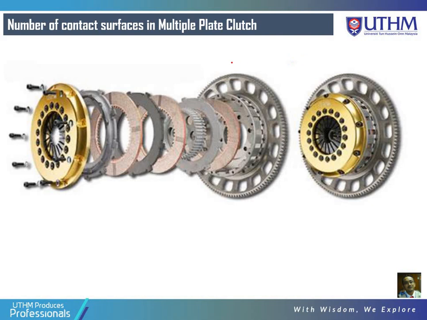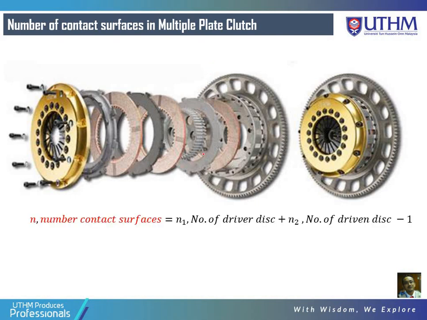Okay, now we look into the multiple plate clutch. Just now we were discussing only the single plate clutch. Now what about the multiple plate clutch? N is the number of contact surfaces. The number of contact surfaces is equal to the number of driver discs N1 plus the number of driven discs N2, minus 1.